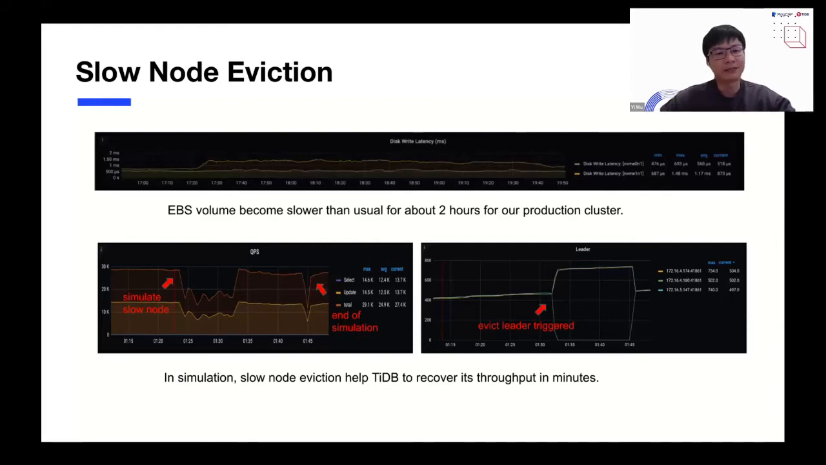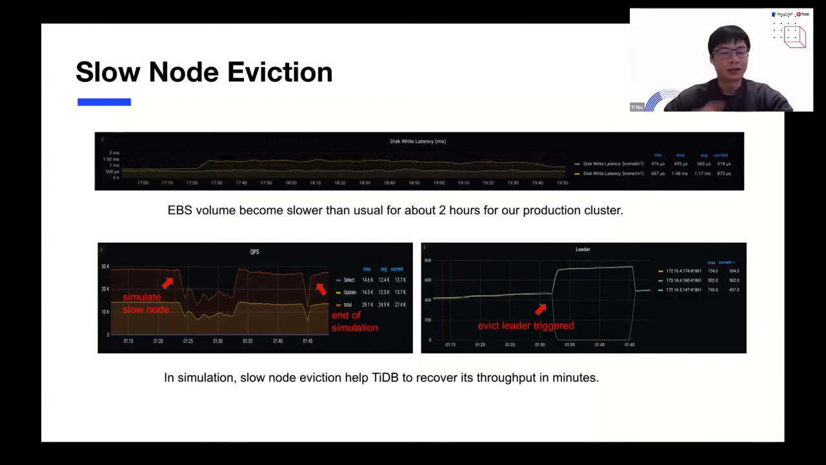And in the bottom it shows a simulation of the slow node eviction mechanism. When we start the simulation, we simulate the case where one TiKV node becomes extremely slow, and you can see here the overall QPS of the cluster drops. Then after a few minutes, the slow node eviction kicks in, and it brings the QPS back up to normal.